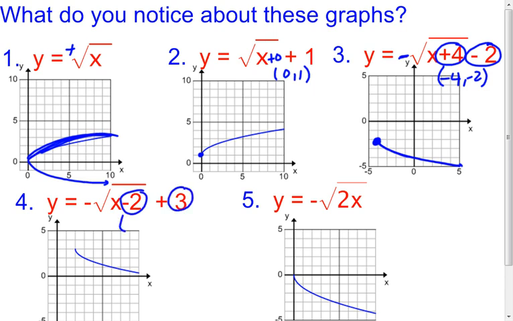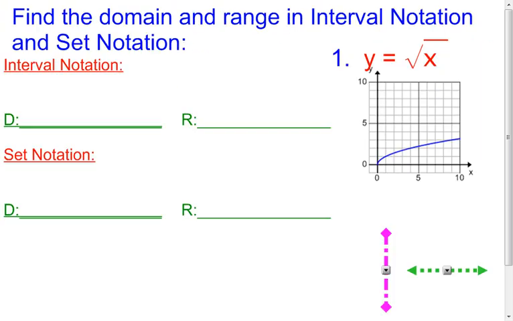The one that's underneath the radical, the sign has to get switched, so your starting point is 2, 3. If it has a negative out in front of the radical, you're going to get the bottom half of that parabola. If it's a positive out in front, you'll get the top half of the parabola.